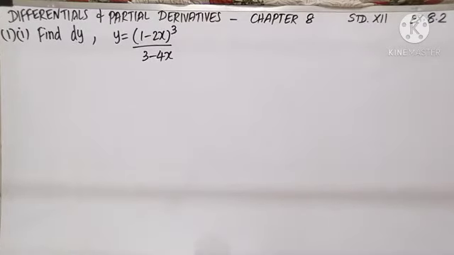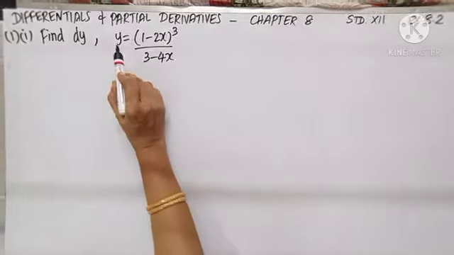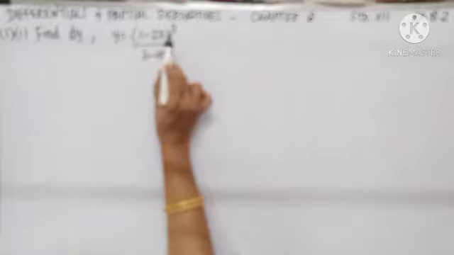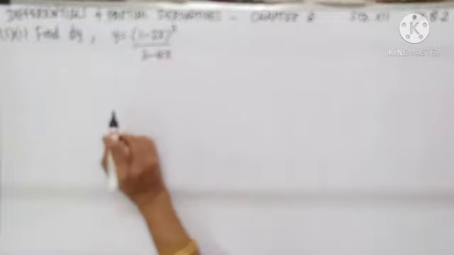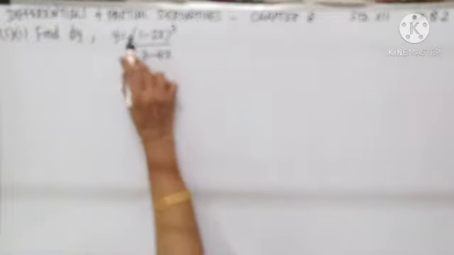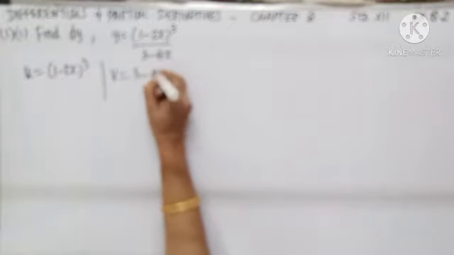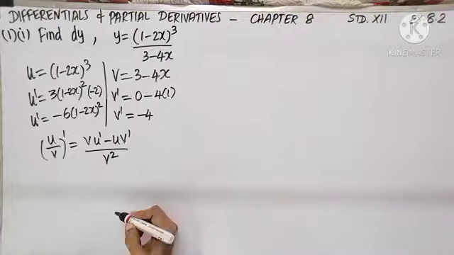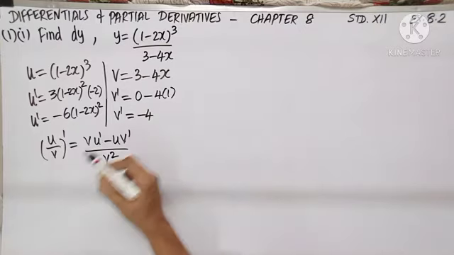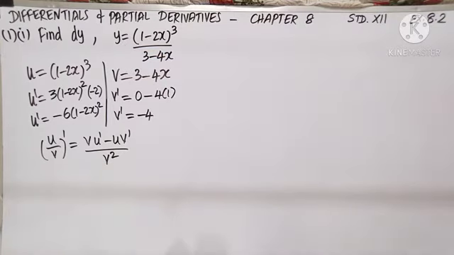Exercise 8.2, question number 1. Find the differential dy for each of the following. Y equals (1 minus 2x) the whole cube by (3 minus 4x). As we read the problem, let us take u as the numerator and v as the denominator to ease our calculation. We are going to apply this for this problem.